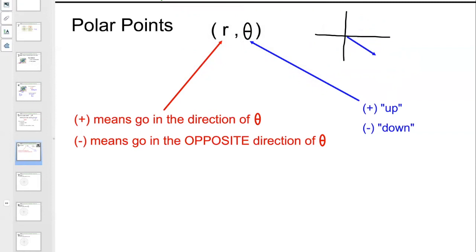Then for the radius, if the radius is positive, it means you're gonna count out in the same direction as this angle. And again, this will make a little bit more sense on the next screens. So if the radius is positive, you're gonna count along this angle, okay? If the radius is negative, then you're gonna count in the opposite direction of that angle. So you're gonna count this way instead of with the angle. You're gonna count against the angle, or in the opposite direction.